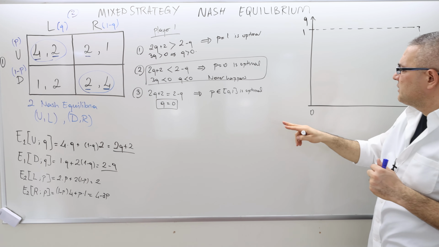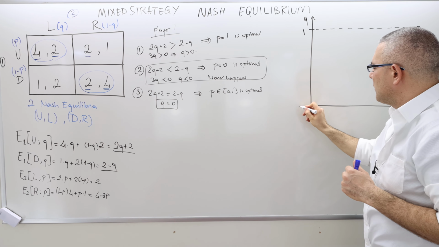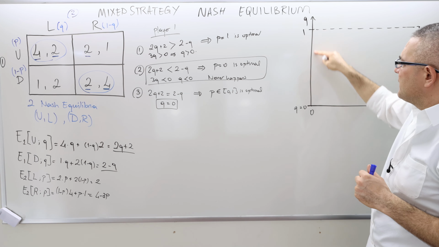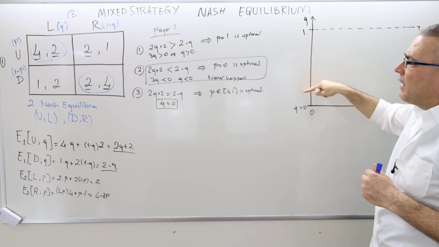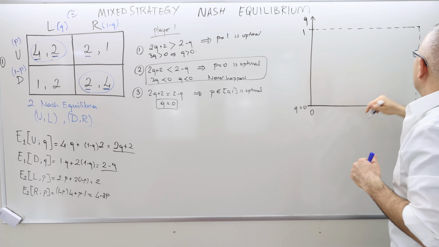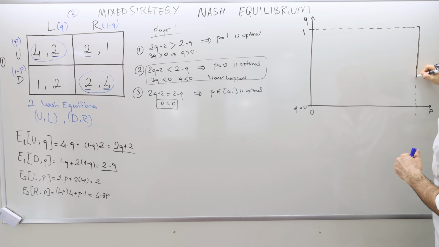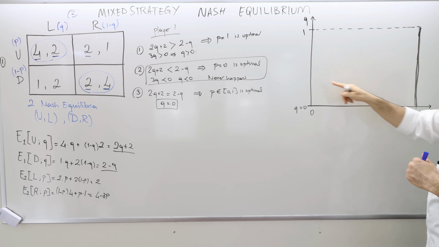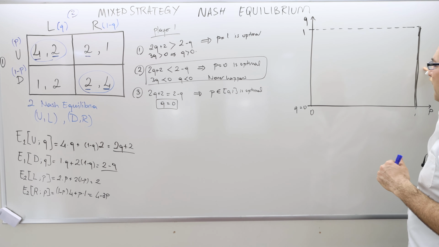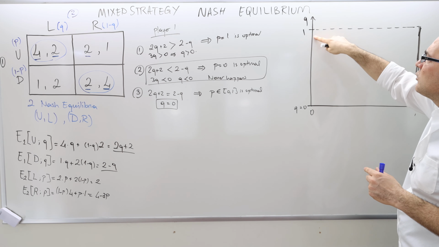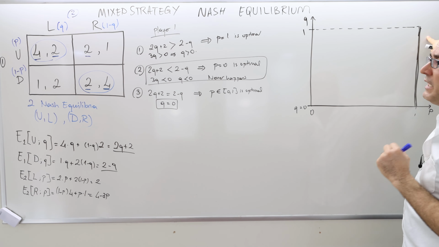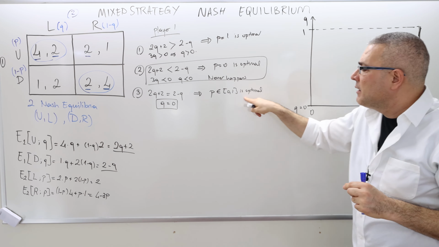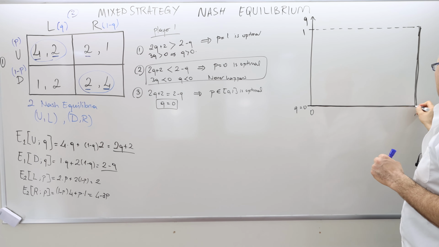So here, Q equals 0 is a threshold. Whenever Q is strictly higher than 0, for all those Q values, P must be equal to 1. For example, when Q is equal to 0.9, the optimal P is 1. So P is always 1. Whenever Q is exactly equal to 0, any P between 0 and 1 is optimal.